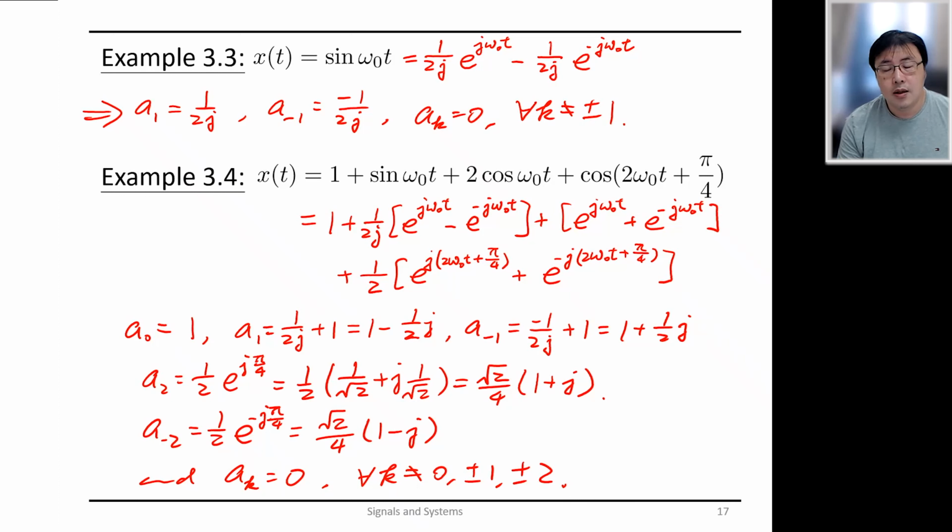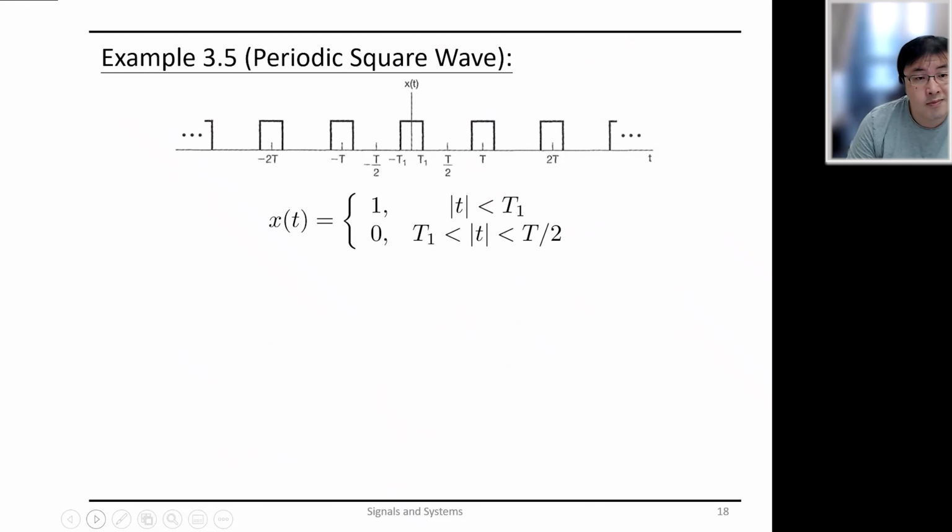So these are obvious examples. Now we can look at less obvious examples. Suppose that we're looking at this periodic square wave. We have this square wave going from minus T1 up to T1, and this is repeated every capital T, every integer multiple of capital T.